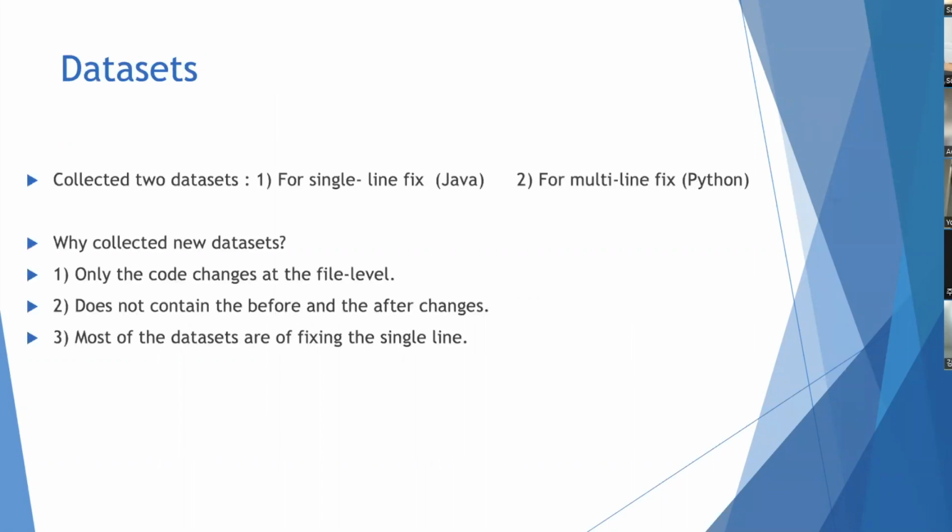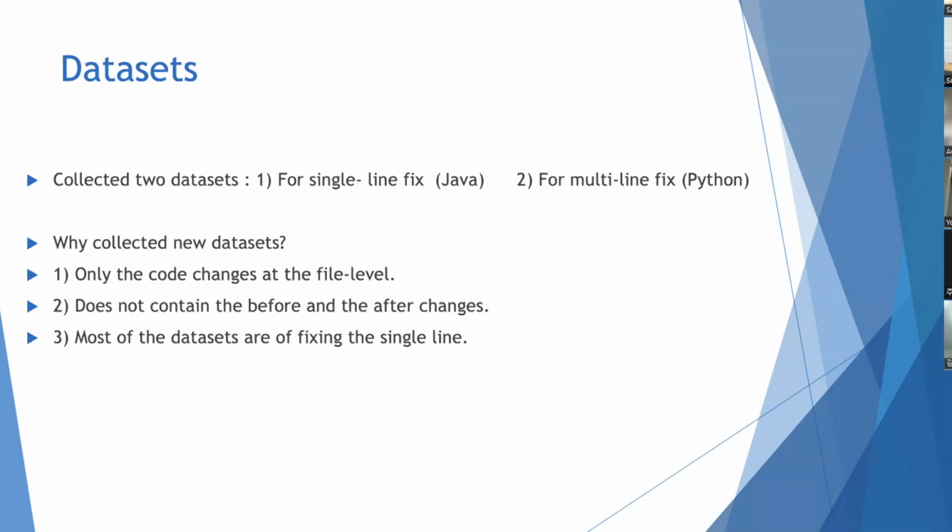So they have collected two data sets. The first one is for single line fix, which is in Java, and the second one is for multi-line fix, which is in Python. The reason why they have collected two new data sets is that most of the previous existing data sets are focusing only at the file level, and hence they wanted the function level. That's why they have collected the new data sets.